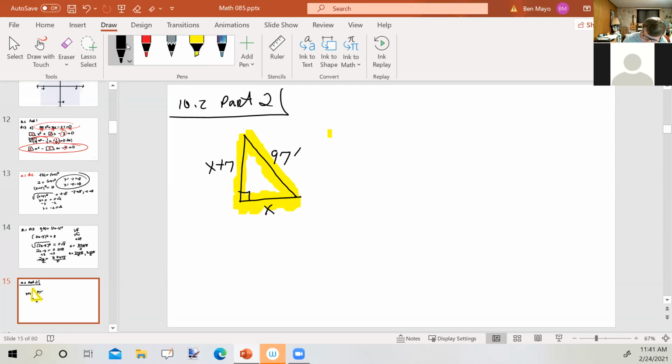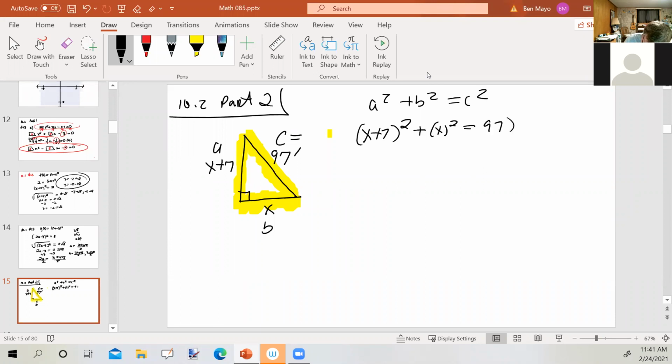Now, for a right triangle, we're going to use the Pythagorean theorem, which says a squared plus b squared equals c squared. C is always the longest side, or the hypotenuse. So in this case, c is the 97 feet. A and b can be either of the two other remaining sides. So what I've got here is x plus 7 squared plus x squared equals 97 squared. Before I go on, do you have any questions there?